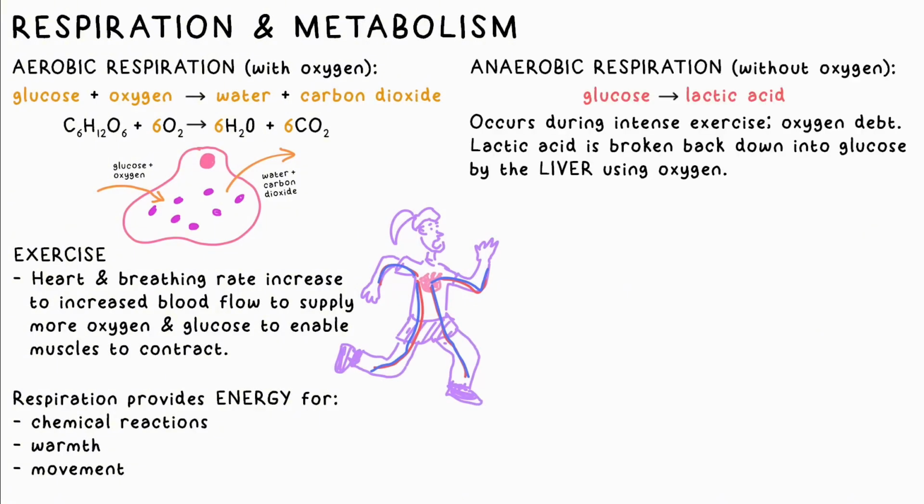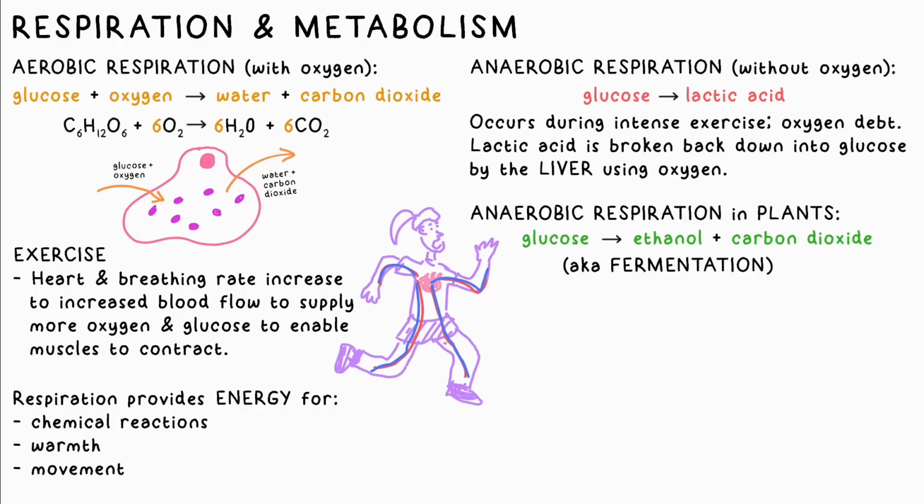Anaerobic respiration occurs when there's a lack of oxygen. Glucose is instead converted straight into lactic acid, which releases less energy. This is what you feel when your muscles ache during intense exercise. This poison can't stay in your body, so there is an oxygen debt built up. That means more oxygen is needed afterward to break it down in the liver, where it's turned back into glucose. Hence why your breathing rate and heart rate take some time to return to normal after exercise.